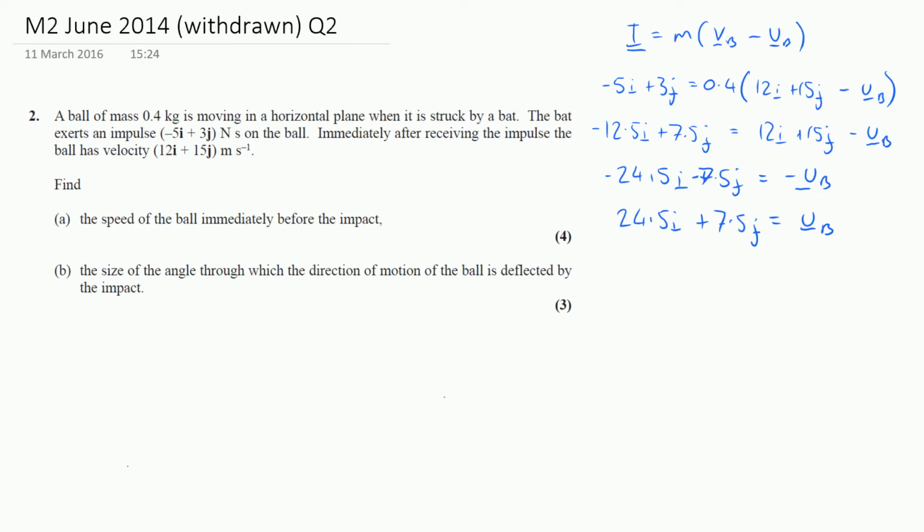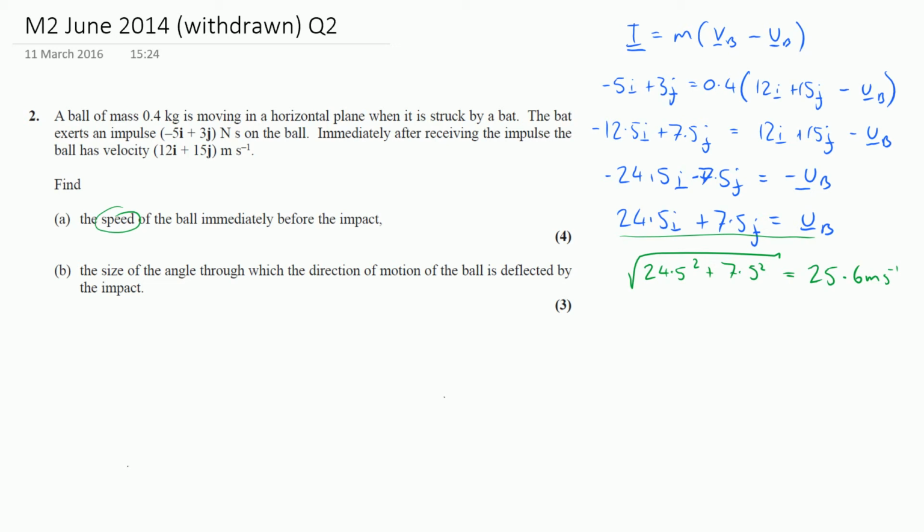Now I have to be careful because this isn't actually what I was asked for. I was asked here for the speed, and what I've got here is a velocity, so I need to now change this velocity into a speed. So 24.5 squared plus 7.5 squared square rooted gives me my final answer, which is 25.6 meters per second.